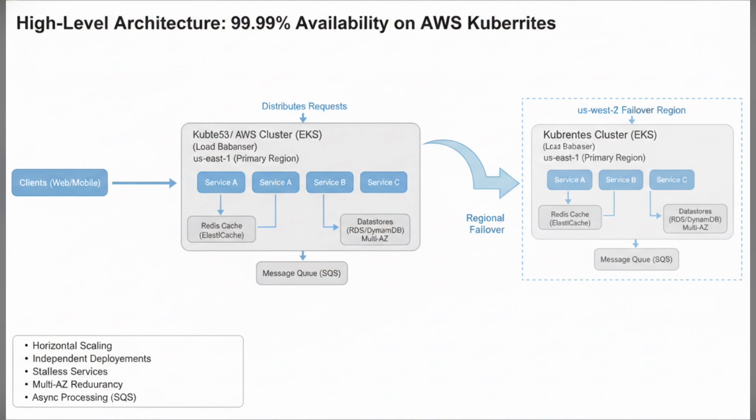Requests that need persistent storage interact with our data stores, which could be Amazon RDS or DynamoDB, both configured for high availability across multiple availability zones. We also implement message queues like Amazon SQS for handling asynchronous tasks. This decouples our services and enhances reliability. If a service is down, requests can be queued until the service recovers. This layered architecture allows for failover and redundancy, ensuring we maintain 99.99% availability even during regional failures.